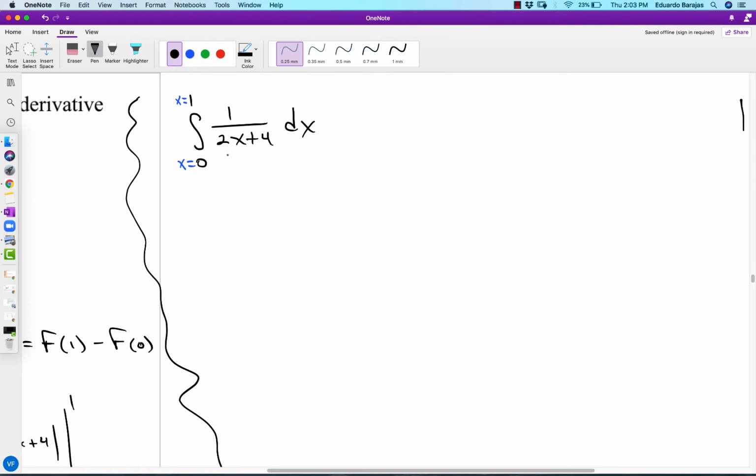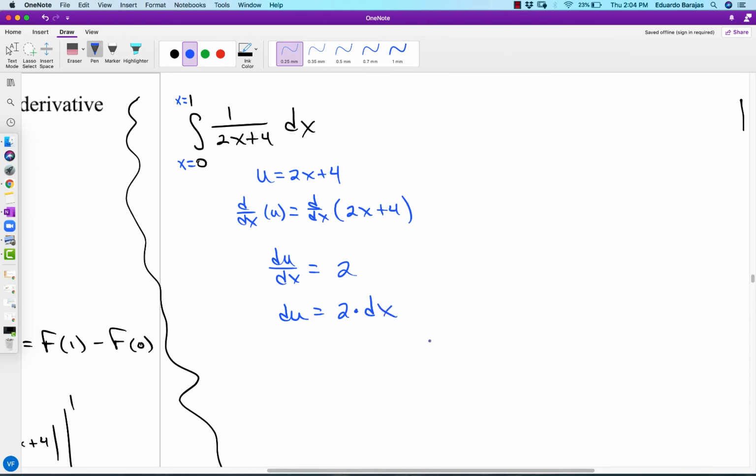So in order to find this integral, what I'm going to first do is the substitution rule. So let's let u equal 2x plus 4, just like before. And then I would take a derivative of this, so d dx of u equals d dx of 2x plus 4. And so du dx equals 2. And now du equals 2 times dx.